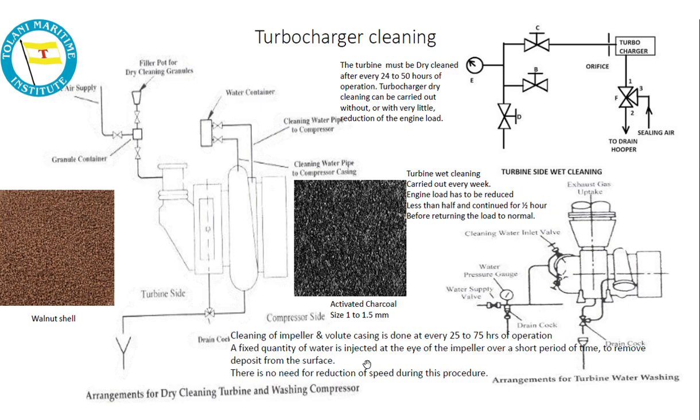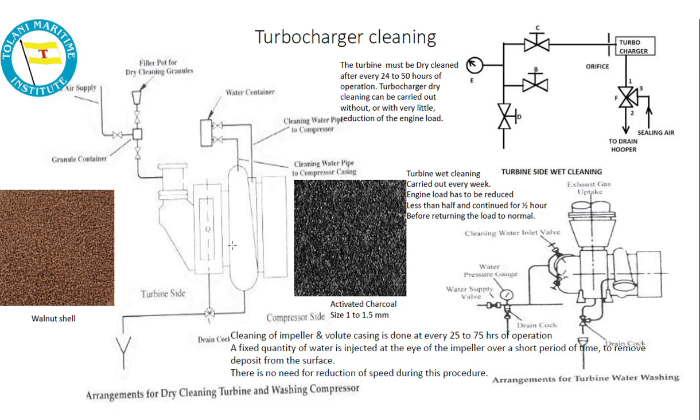A fixed quantity of water is injected at the eye of the impeller over a short period of time to remove deposits from the surface. There is no need for reduction of speed during the procedure. So this is the arrangement for water washing, and this is the arrangement for dry cleaning.